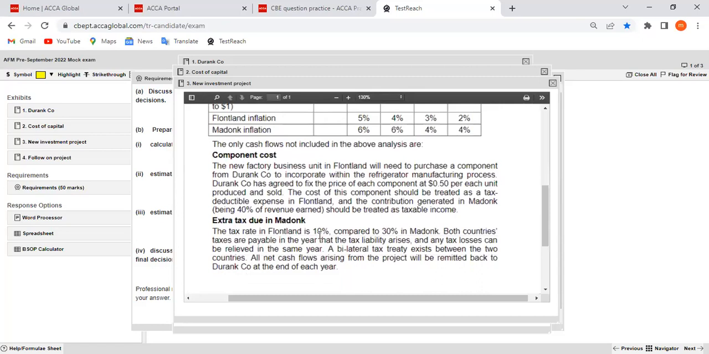The tax rate in F is 10% compared to 30% in the M. Both countries tax payable in the same years and any tax losses can be relieved in the same year. The bilateral tax treaty exists between two countries. All net cash flows arising from the project will be remitted back to the DURUNK company at the end of each year. So in this question, there is no restriction of block remittance. But you can discuss the point in the scepticism that if there is a block remittance, then how we will deal with that.